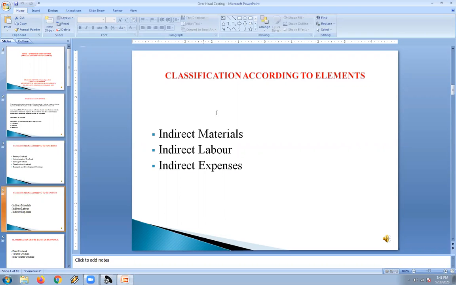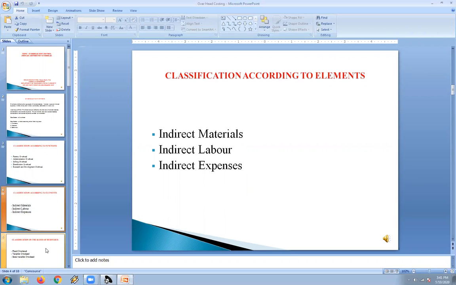In the classification according to the elements, we have indirect materials, indirect labor, and indirect expenses. Indirect materials are materials which cannot be identified in the production. For example, fuel and tools. Indirect labor is labor which cannot be allocated to a particular unit of cost. Examples are general indirect labor, salary of storekeepers, and wages for maintenance workers. Indirect expenses are expenses which cannot be allocated but can be absorbed by the cost or cost unit. Examples are training expenses and depreciation of plant and machinery.